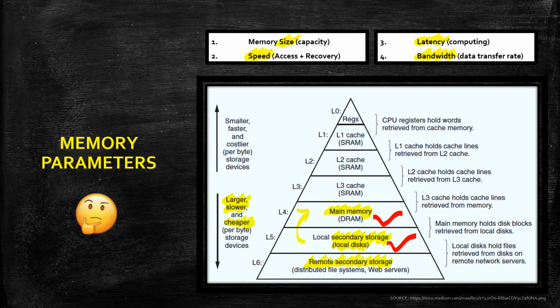So this is the way that when you go from bottom to top, you can find that the size of the memory is getting smaller, but their speed is increasing, and they are much costlier than the lower storage devices. Similarly, when you go from top to bottom, you find the memories larger, slower and cheaper. So this is the memory hierarchy.